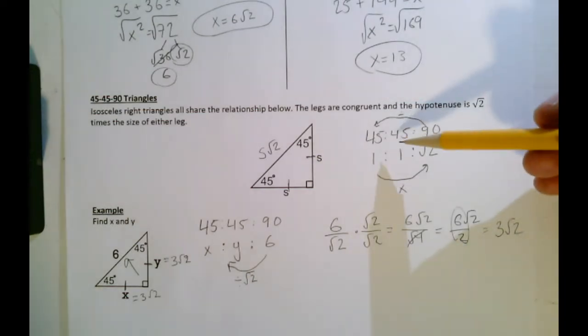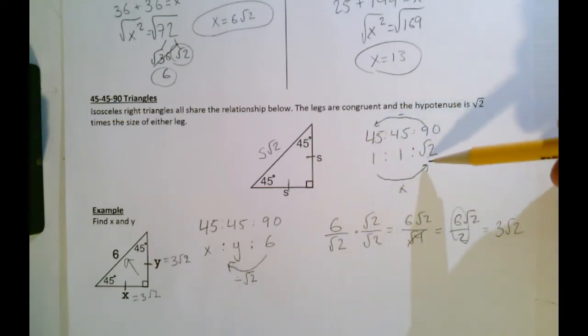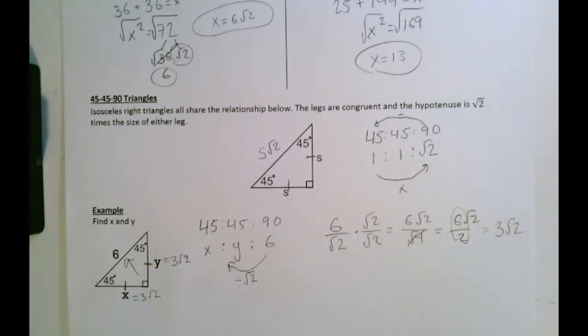When you're working with 45, 45, 90, you're going to divide to go backwards and multiply to move forward. You'll see that in the homework. You just got to figure out which one to do in that instance.